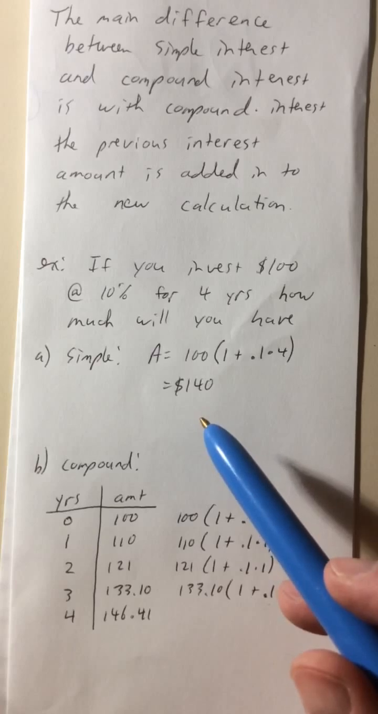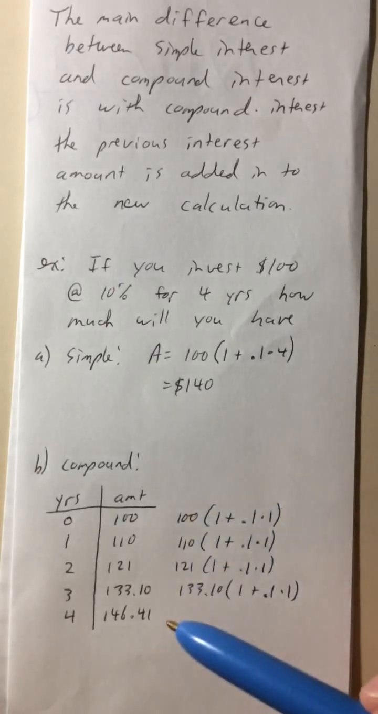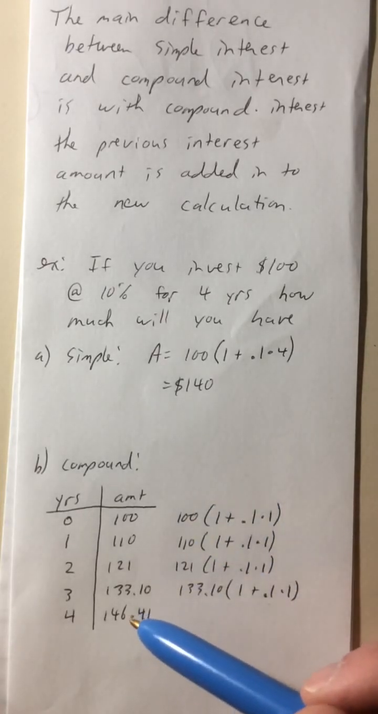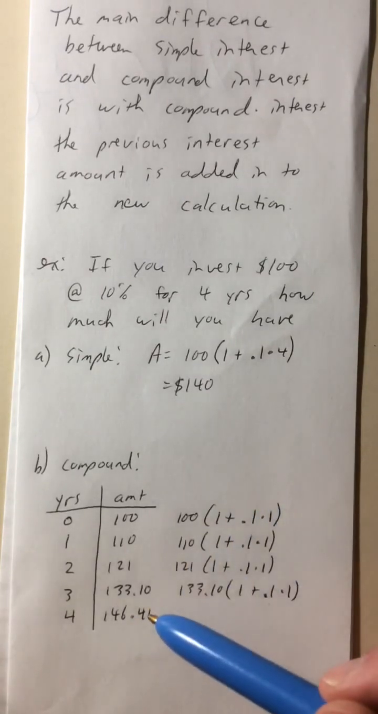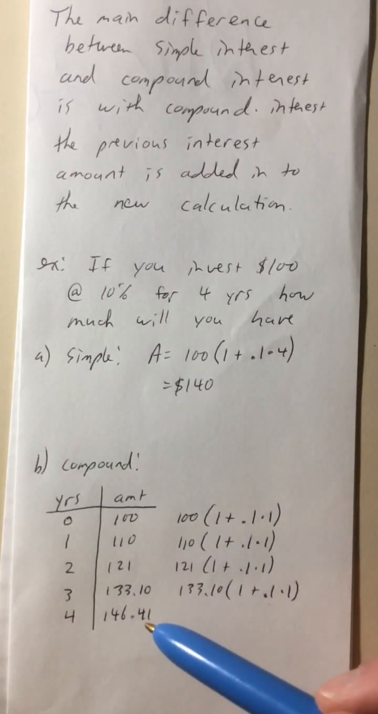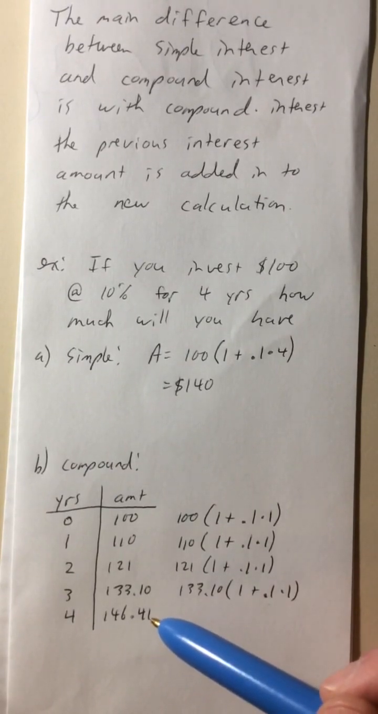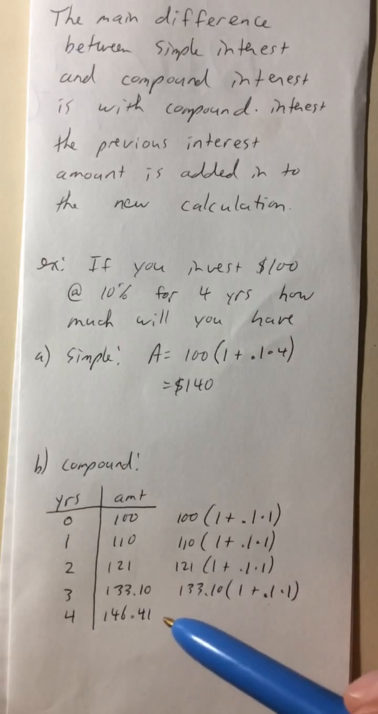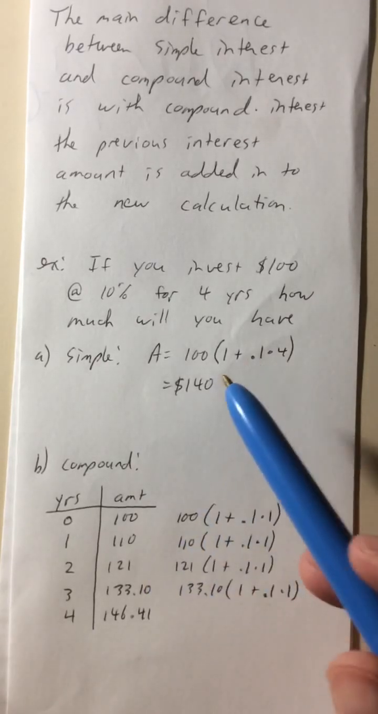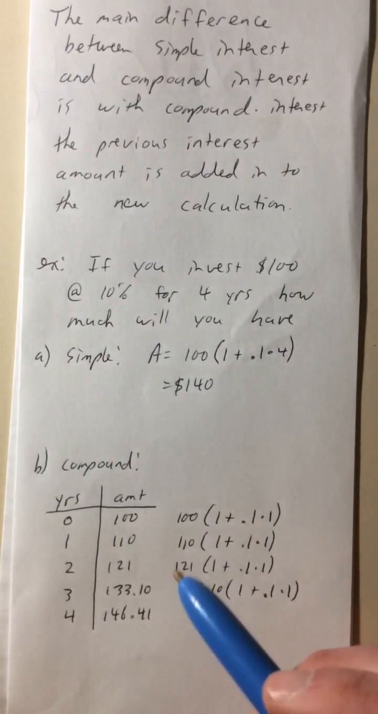So if we're going to pay back a loan, we're going to end up paying more. If we're investing money, we're going to end up getting more money. So either way, compound interest means more money. It's just a matter of whether you're paying back a loan or you're getting money from an investment. So hopefully you're getting money from an investment. So there it is. There's the difference between compound interest and simple interest.